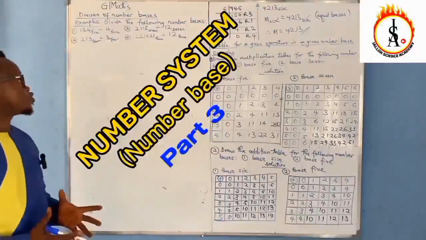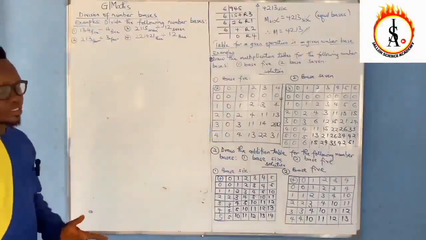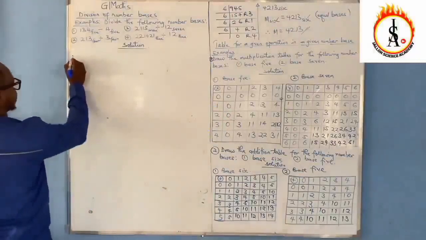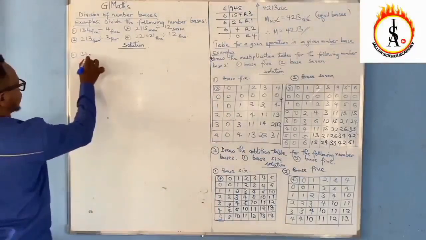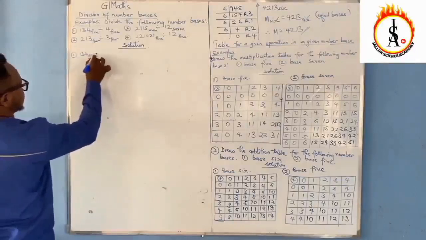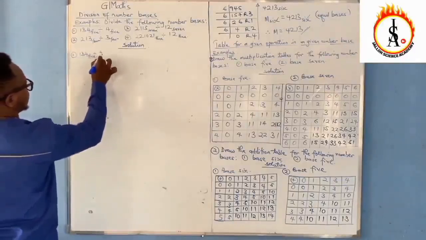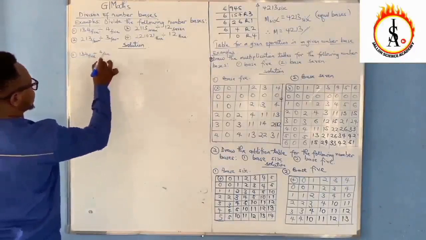So we're going to look at how to divide number bases. We start with the first example here: 134 in base 5 divided by 4 in base 5.